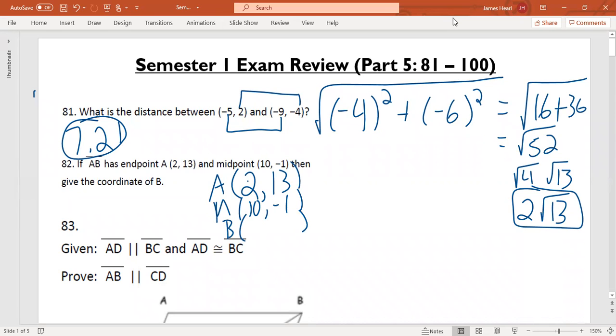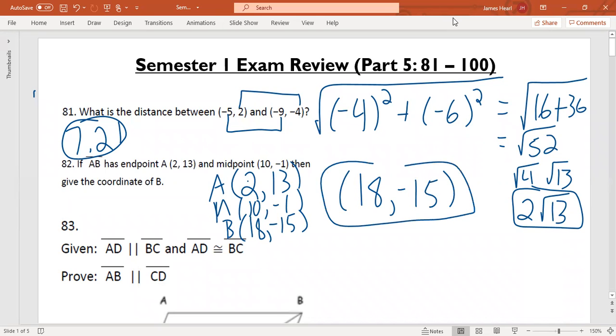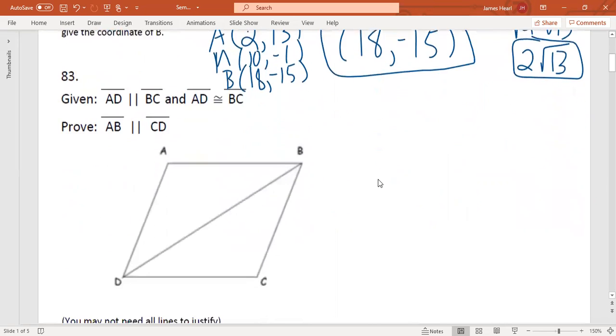To get from 2 to 10 was a trip for 8 steps. So we'll go 8 steps and end up on 18. 13 down to -1 was a decrease of 14 steps. So we'll decrease 14 steps. Point B has to be sitting at 18 comma -15. You can do the algebra from the midpoint formula, but it is a lot faster just to count them. It makes the problem that much easier to do.